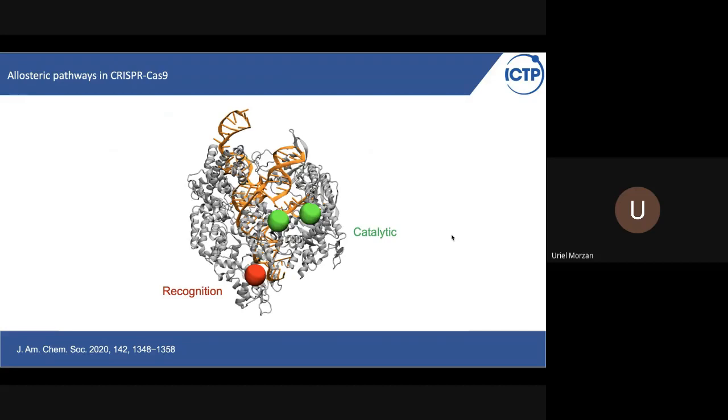And in order to do that, we use this algorithm of finding optimal paths. In our case, the optimal paths were basically paths that maximize the correlation of the atoms that are involved in the path, okay? And in particular, we studied this optimal path through this domain of the protein, which is called HNH, which is one of the most important domains of the protein.